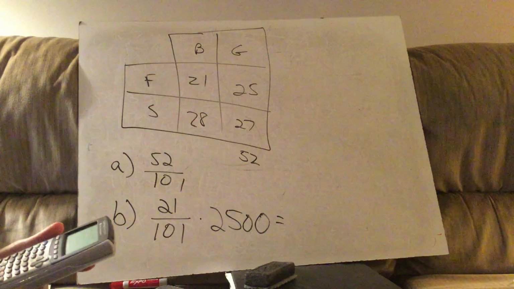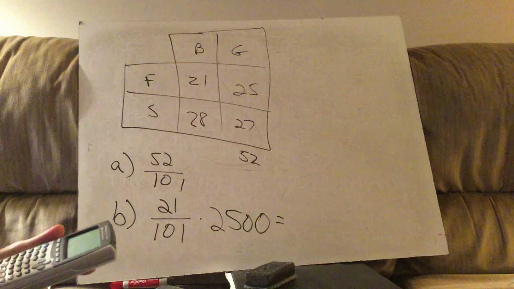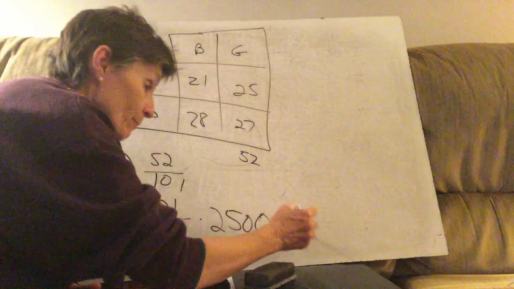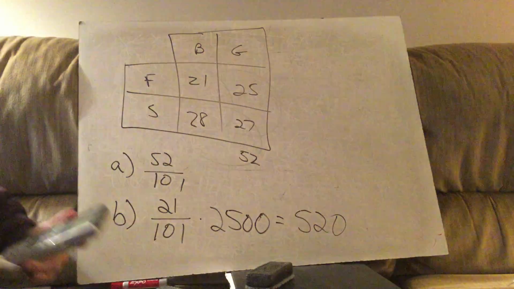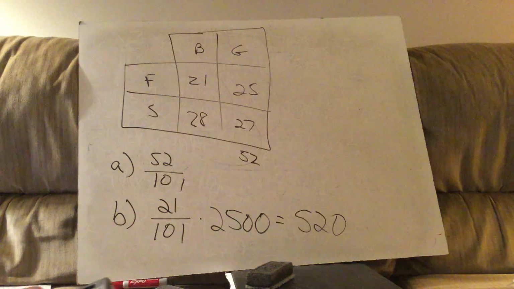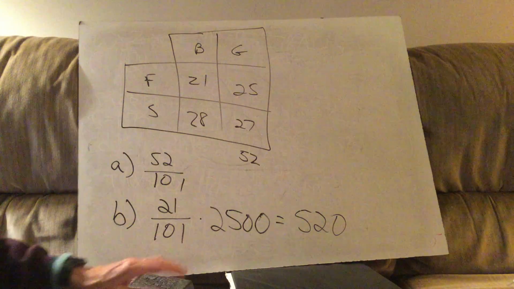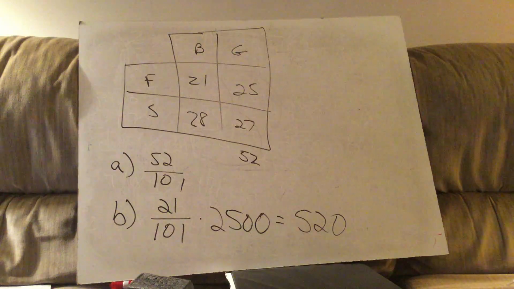Now, I will round this off to 520 because it actually comes out to be 519.8, but I can't have 0.8 of a boy, so I'm going to make it 520.